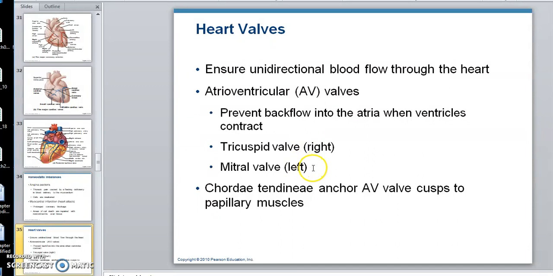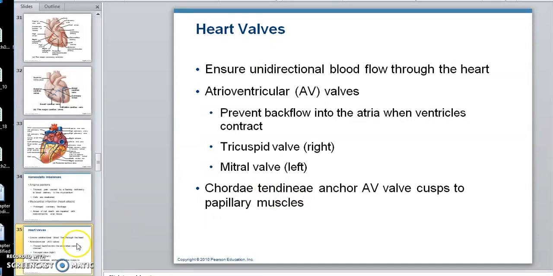The bicuspid valve is between the left atrium and left ventricle. Now, someone took the bicuspid valve and bent it. Apparently they were a Roman Catholic, I'll say. And when they bent it, it looked like the mitre hat. The mitre hat is worn by the bishops and archbishops. And so they called it the mitral valve. So the mitral valve is another name for the bicuspid.